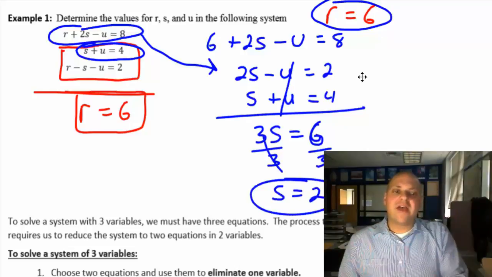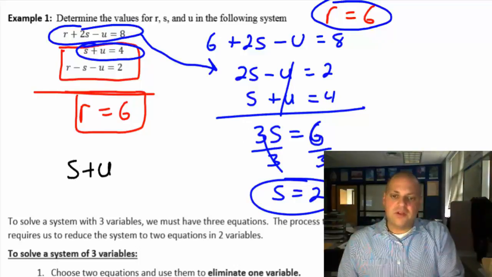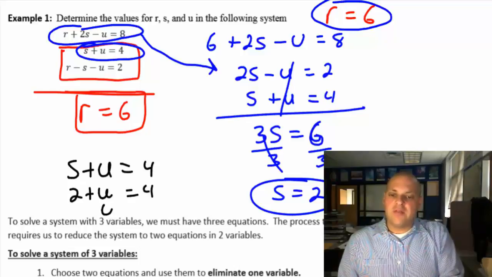So now I know s and I know r. Well, s plus u equals 4, so 2 plus u equals 4, and now I know that u must equal 2. So now I have my system.